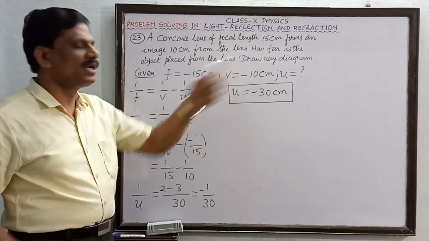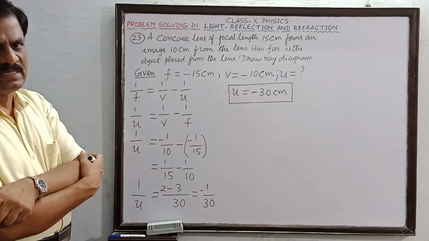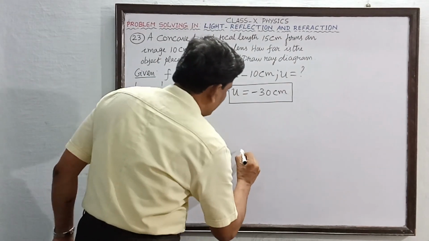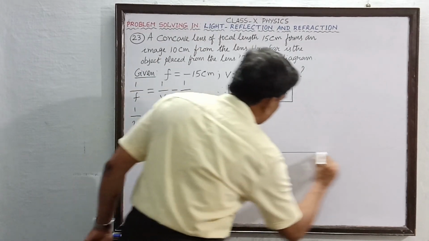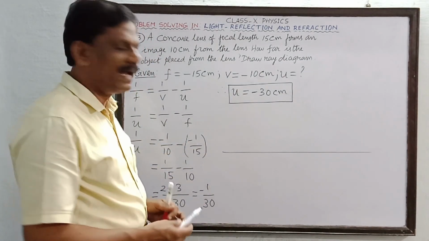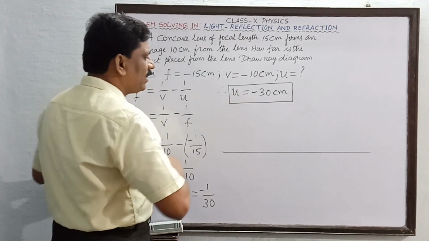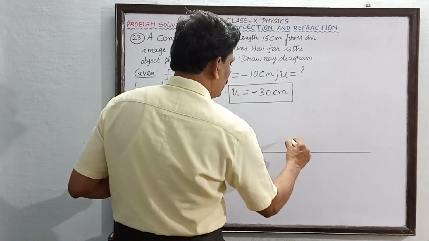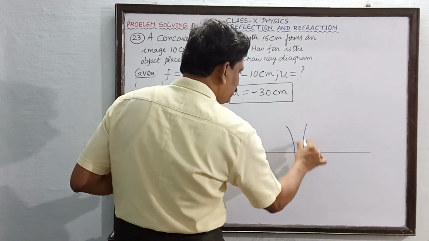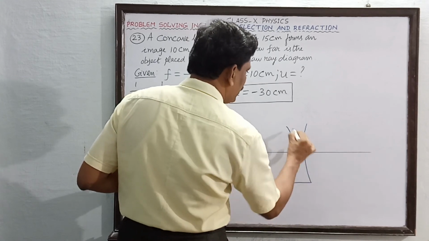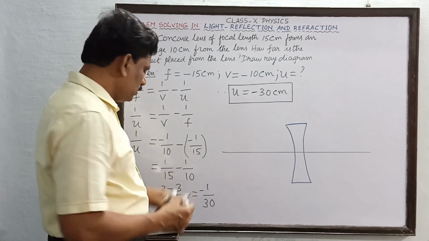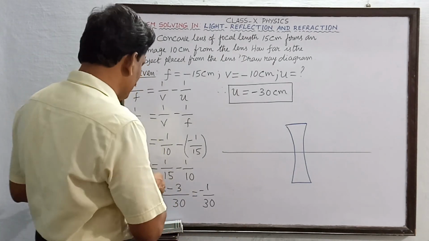Next, we have to draw a ray diagram corresponding to this. Is it not? Ray diagram I am going to draw now. So for that, first I will take this as the principal axis. So this straight line is the principal axis. I am going to draw the concave lens. So the concave lens is drawn like this. This is a concave lens. Okay, students. Now the object will be drawn.